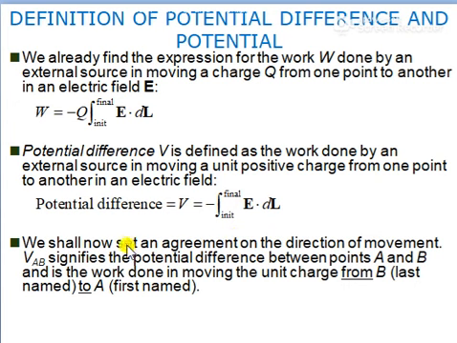Now we shall set an agreement on the direction of movement for VAB, that is the potential difference. VAB signifies the potential difference between points A and B, and is the work done in moving the unit charge from B, that is last, to A, that is named first. So direction is also a very important point here. VAB signifies the potential difference between points A and B, and the work done in moving the charge from B to A. Okay, so this is about the equation of potential difference.